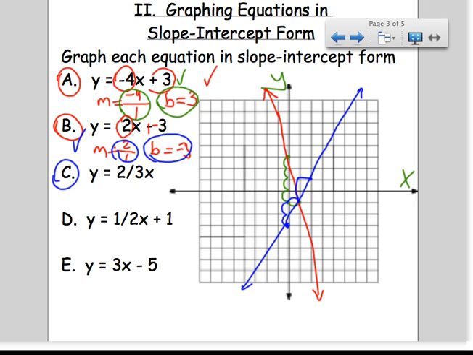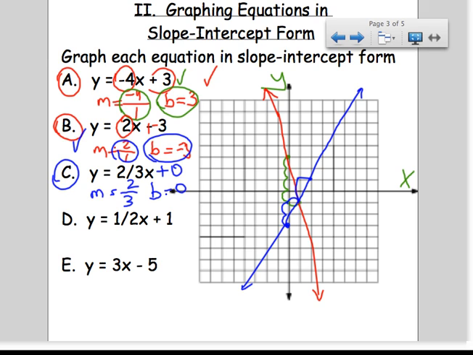Last one I'm going to do before I ask you to do D and E as guided practice. I see y equals 2/3 x. This is one of those where you don't see the y-intercept. So I know what the slope is. It's 2 over 3. But I can't see what the y-intercept is. So it's really a secret plus 0. And so my y-intercept here is 0.